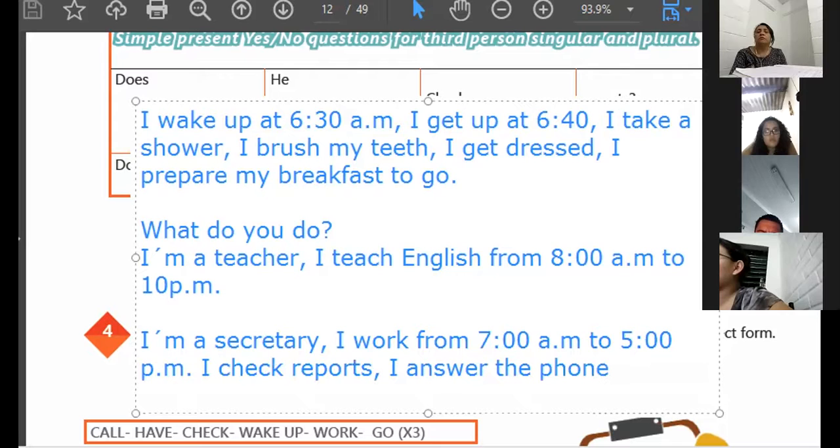Do you see? This is part of the answer of what do you do? For example, we want to know, what does the secretary do? Then we ask, what does the secretary do? Do you remember the conversation? What does Dominic do?